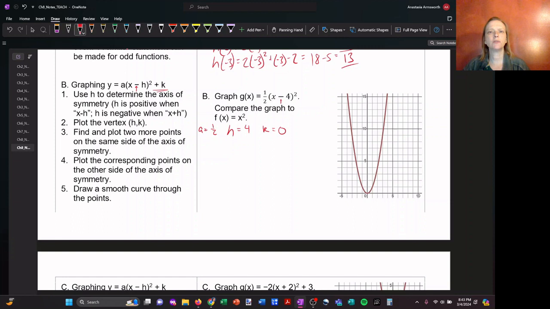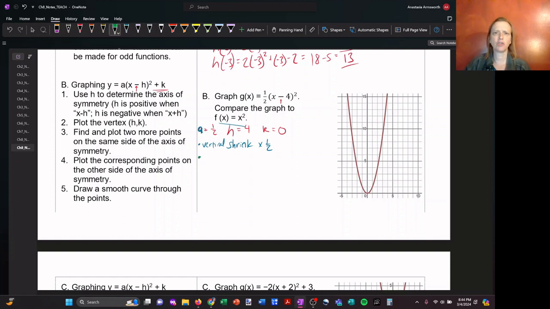Using this information, I can predict what changes are going to happen to my graph compared to the base parent function, f of x equals x squared. First of all, that 1/2 value for a means that I'm going to have a vertical shrink by a factor of 1/2. So my parabola will look wider, as though it's been sat on.